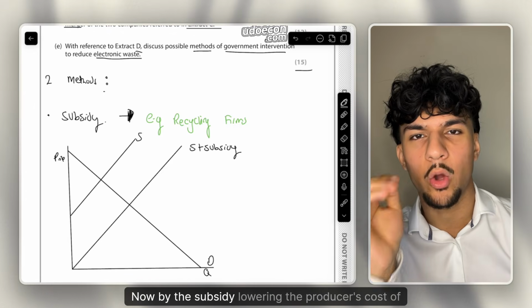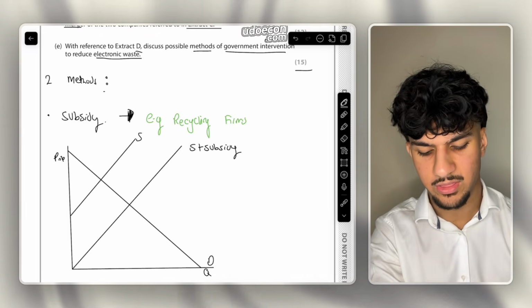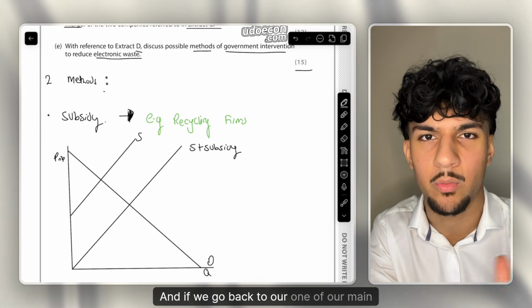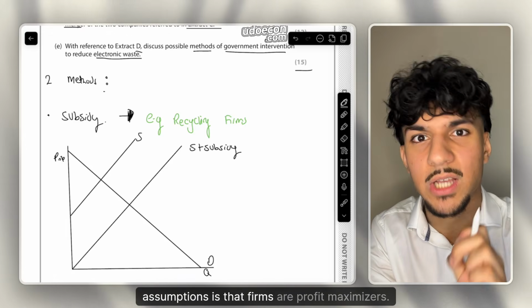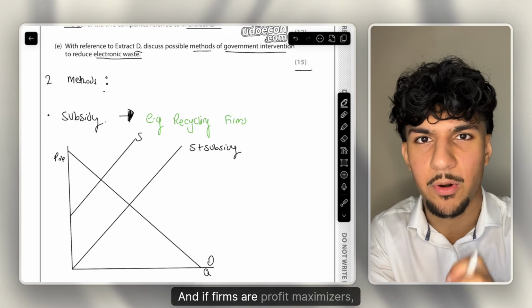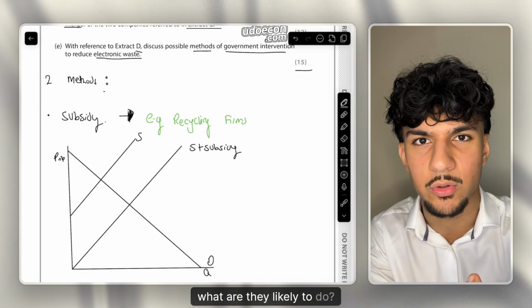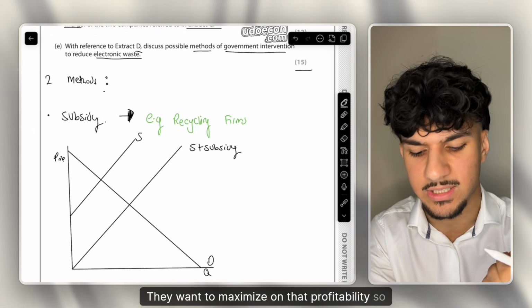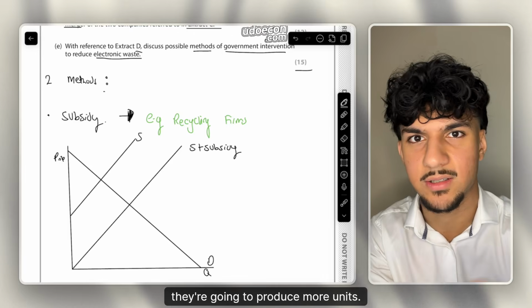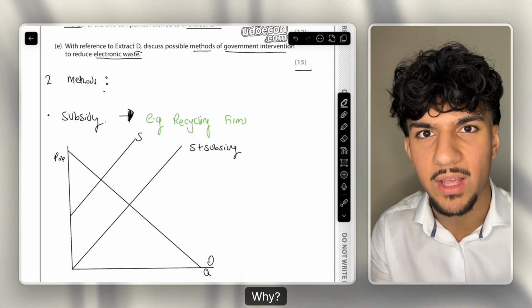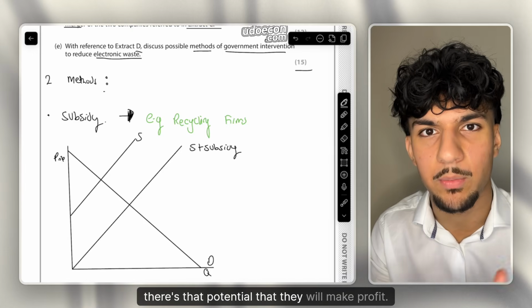Now, by the subsidy lowering the producer's cost of production, this increases profitability for the firm. And if we go back to one of our main assumptions, that firms are profit maximizers, and now they have increased profitability, what are they likely to do? They want to maximize on that profitability, so they're going to produce more units. Essentially, with lower costs, there's a clear incentive to increase output. Why? Since there's that potential that they will make profit.